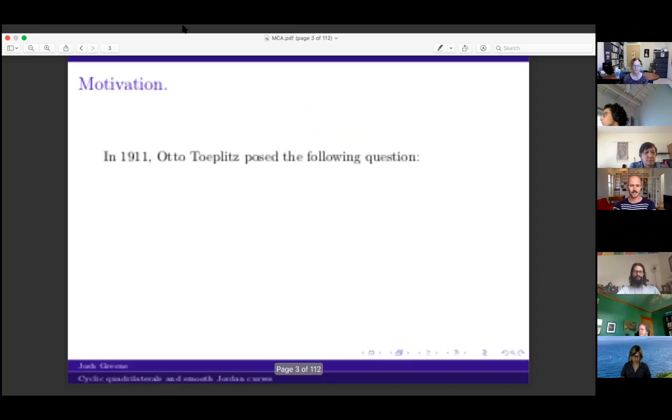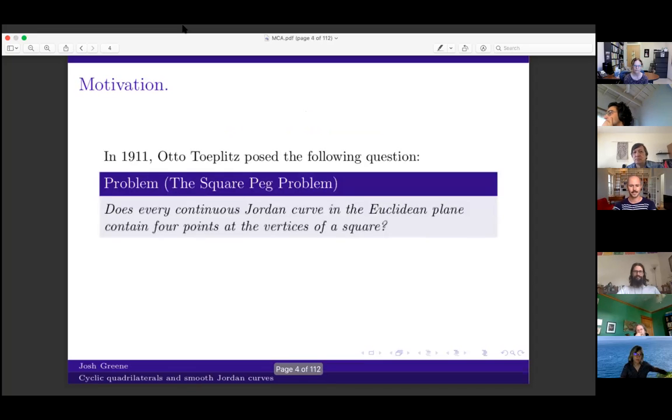The motivation is this notorious problem posed over 100 years ago. This is the square peg problem, raised by Otto Toeplitz. And what it asks is whether every continuous Jordan curve in the Euclidean plane contains 4 points at the vertices of a square.